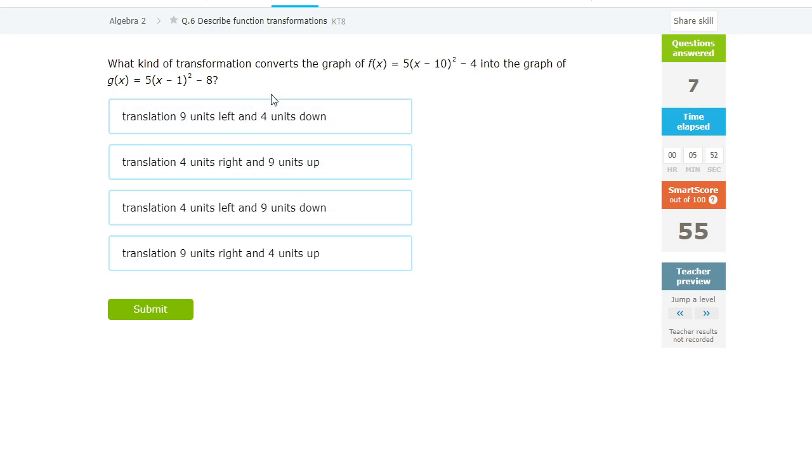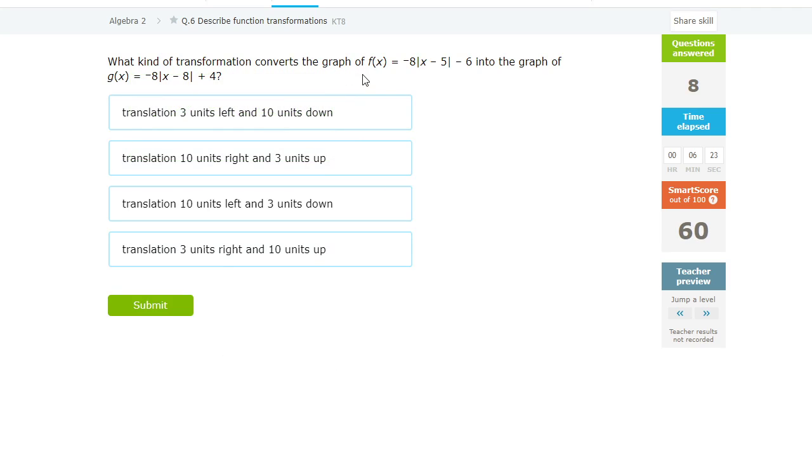Okay? Alright, next I have negative 10 on the inside and a negative 1 on the inside. So I'm going to have to add 9 on the inside, so 9 units left. And actually, I can already stop there because only this answer says 9 units left. You guys see that? But just to further show you, 4 units down: a negative 4 becomes a negative 8. So you're going to have to subtract 4 on the outside, and that's going to make it negative 8.